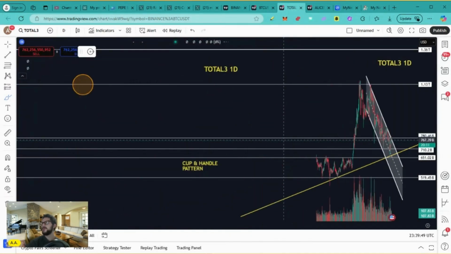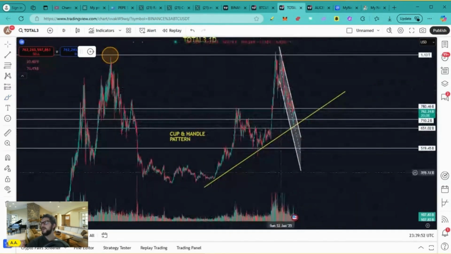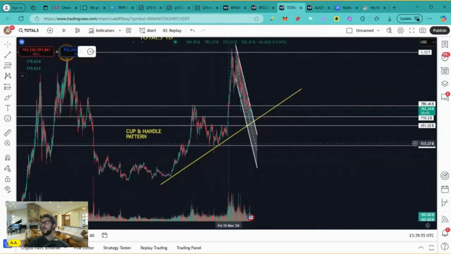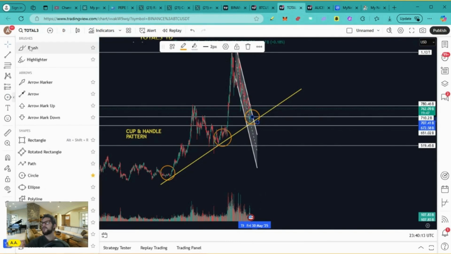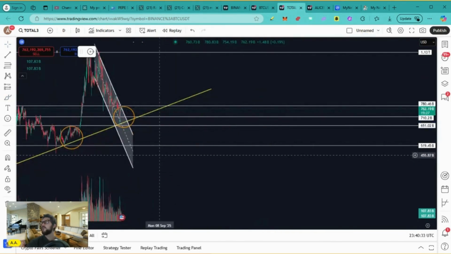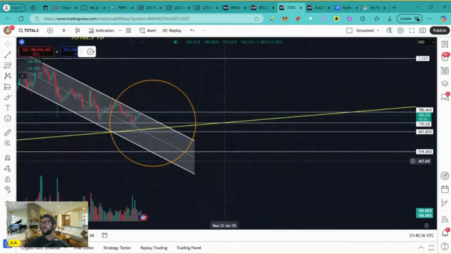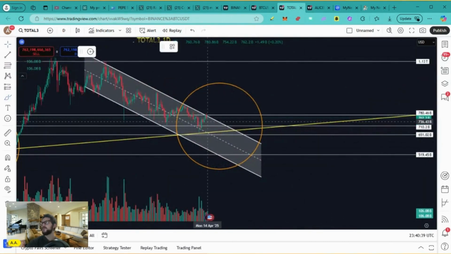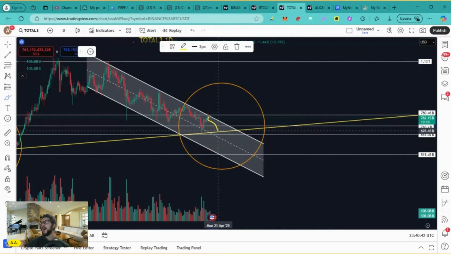If we zoom out a little bit, we see that the total 3 has been respecting this ascending yellow trend line that I have here on the chart. As you see, the price action bounced here, we had another bounce here multiple times, and we are currently testing this technically. If the price action breaks below this, altcoins are going to bleed hard. But another bullish idea that might occur if the price action gets rejected here could be that the total 3 might pull back and put some kind of a double bottom idea here before a breakout.